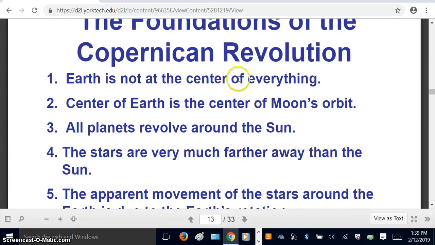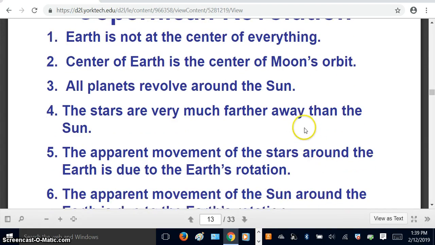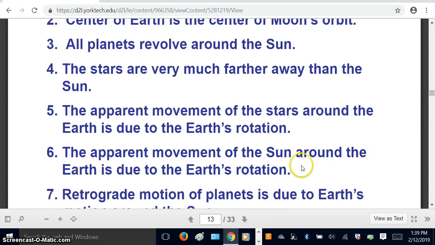First of all, it says the Earth is not the center of the entire universe, which we definitely know is true now. So the Earth is the center of the moon's orbit, and all planets revolve around the sun, and of course the Earth is one of them. The stars are much further away, and they didn't have any idea how far away they were. The apparent motion of the stars around the Earth is really due to the Earth's rotation, so we're rotating about its axis once every 24 hours.